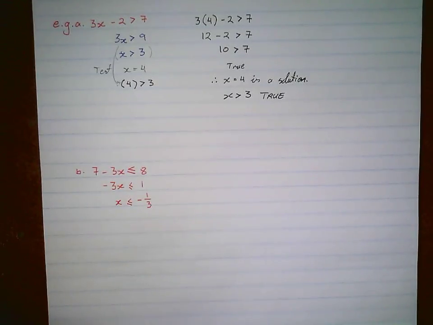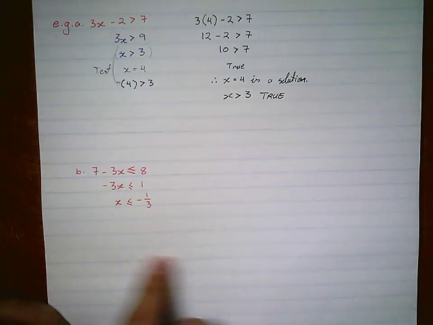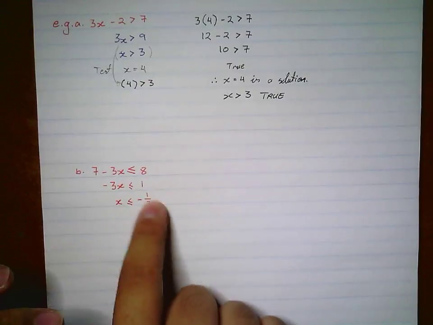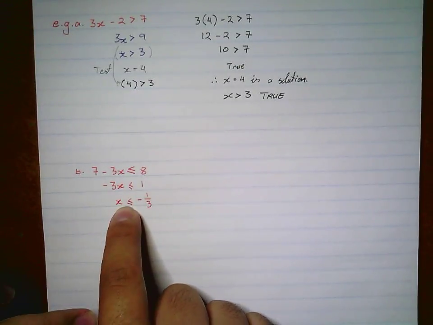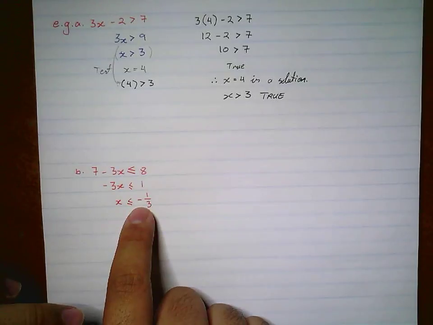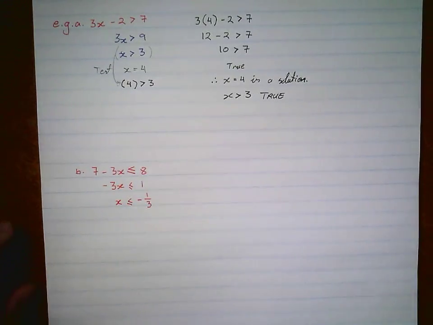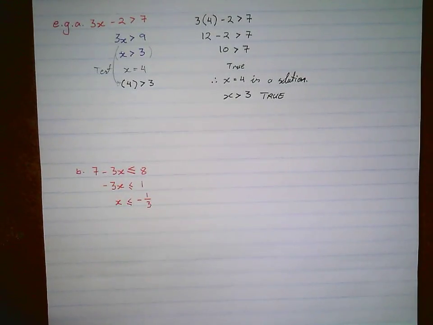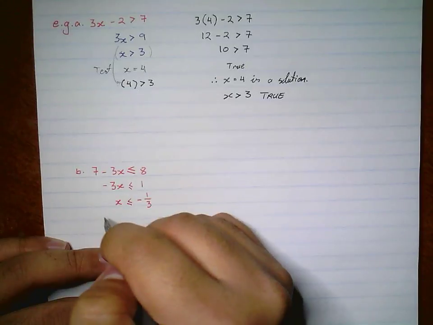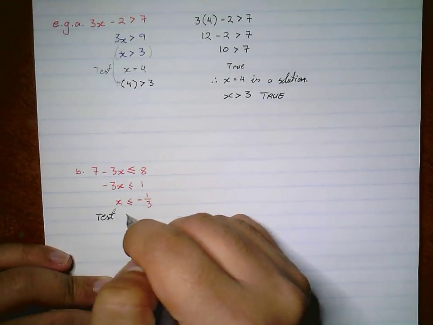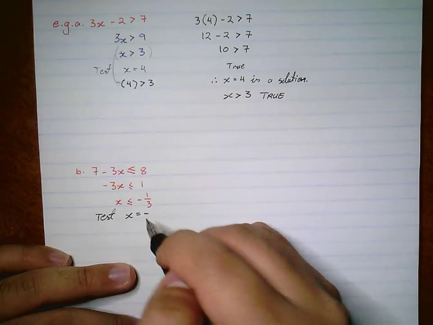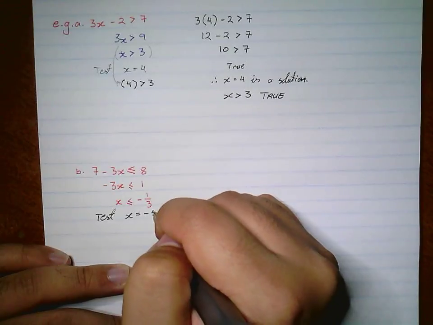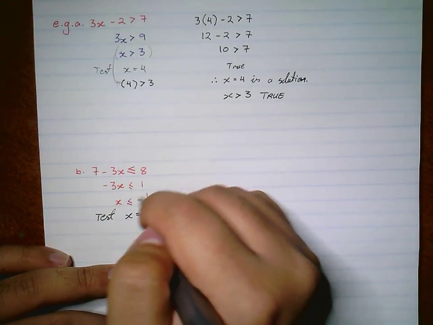Okay, so let's say, for example, I already know this is wrong. Let's see if you can find the mistake. Okay, but I know this is a wrong solution. So they're saying x is less than or equal to negative 1/3. So I'm going to pick a number that's less than negative 1/3. Okay, so let's pick the number. Let's test x is equal to negative 5. That is much less than negative 1/3.